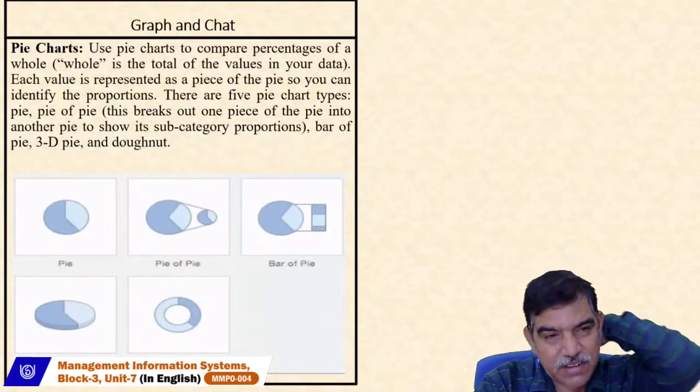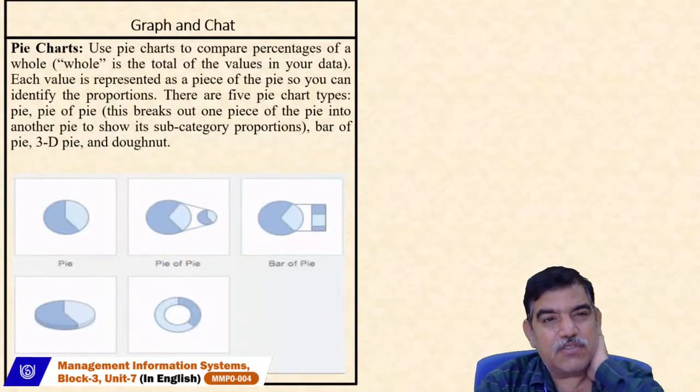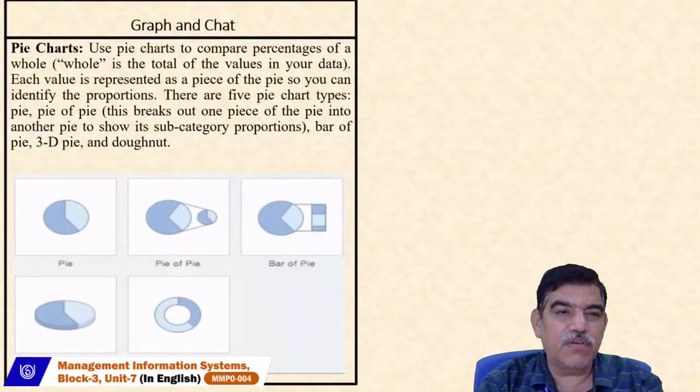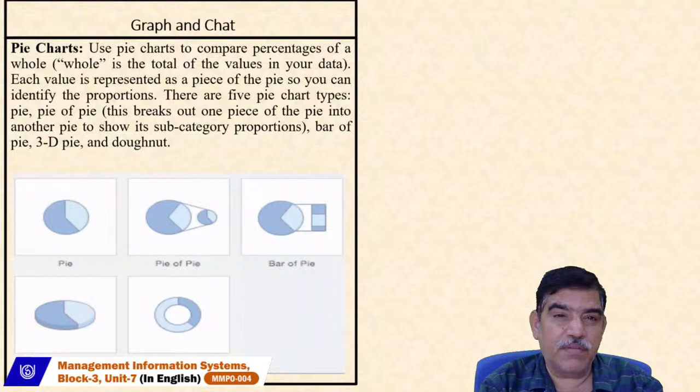Then pie chart is like that. There is the figure. Use pie charts to compare percentages of a whole. Each value is represented as a piece of the pie, so we can identify the proportion. There are 5 pie chart types: pie, pie of pie, mentioned below here.